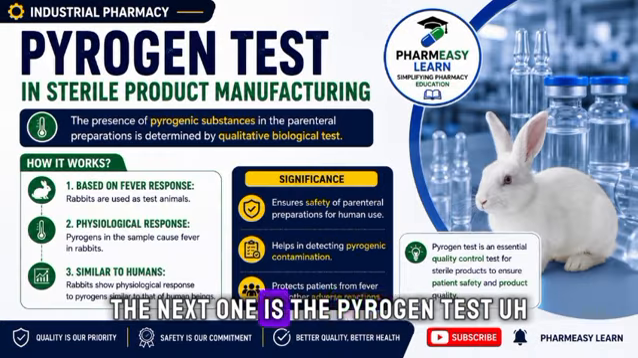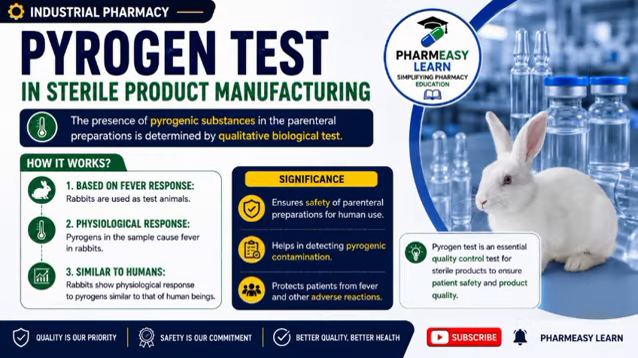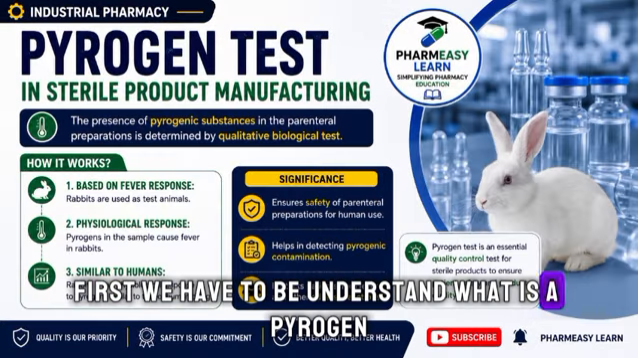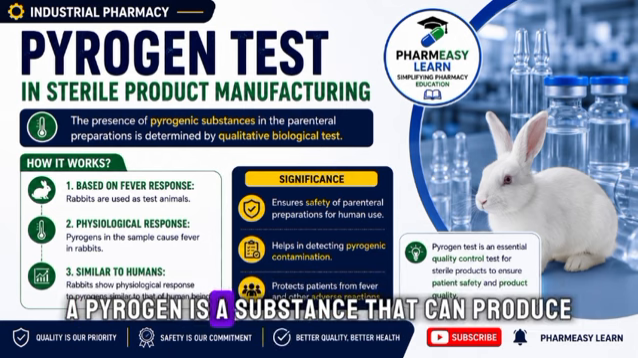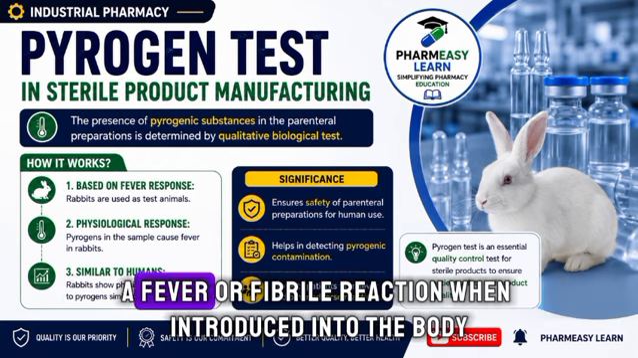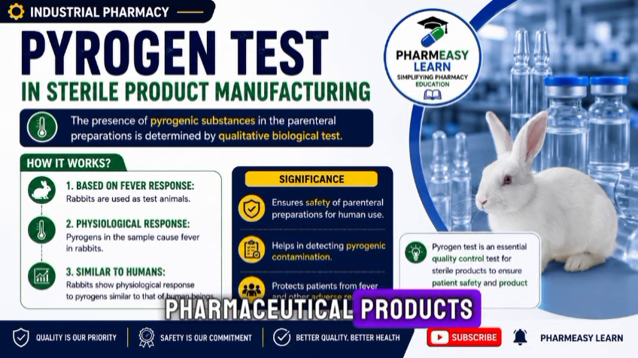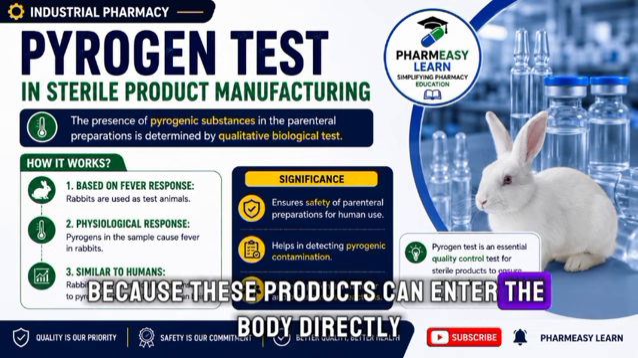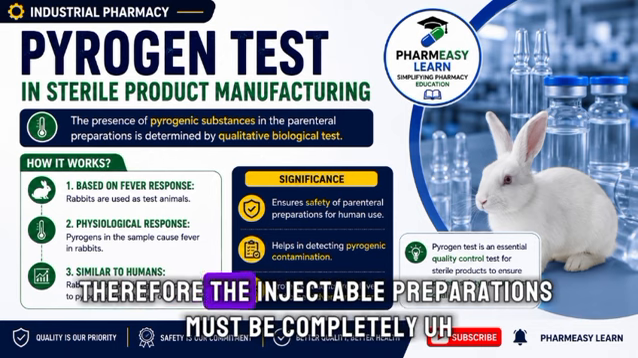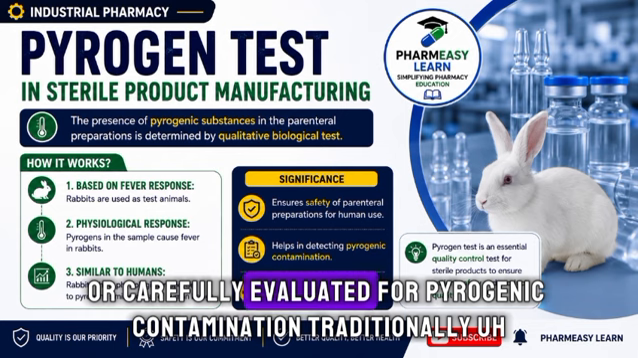The next one is the pyrogen test. First, we have to understand what a pyrogen is. A pyrogen is a substance that can produce a fever or febrile reaction when introduced into the body. Pyrogen contamination is particularly important for injectable pharmaceutical products because these products can enter the body directly. Therefore, injectable preparations must be carefully evaluated for pyrogenic contamination.